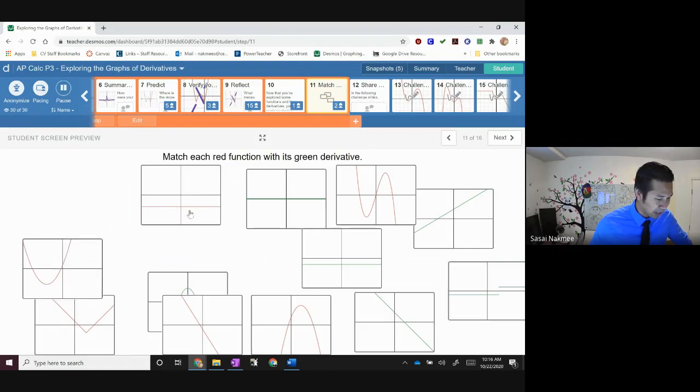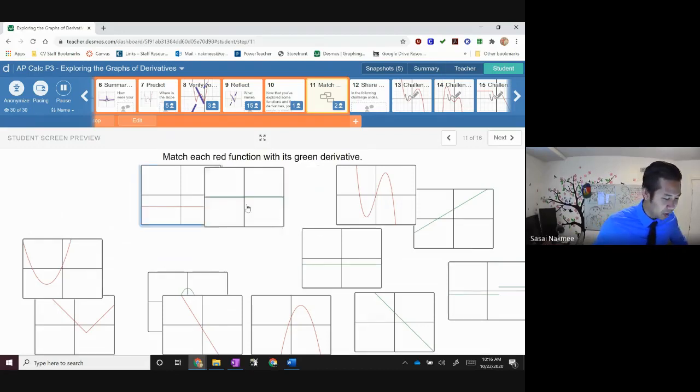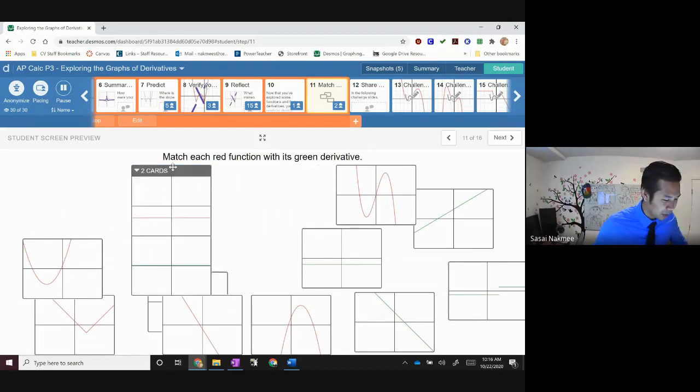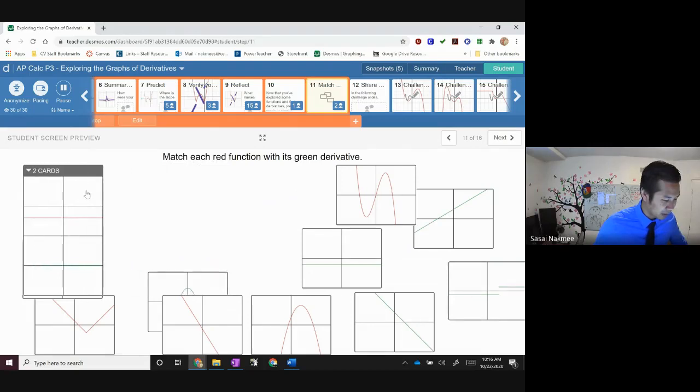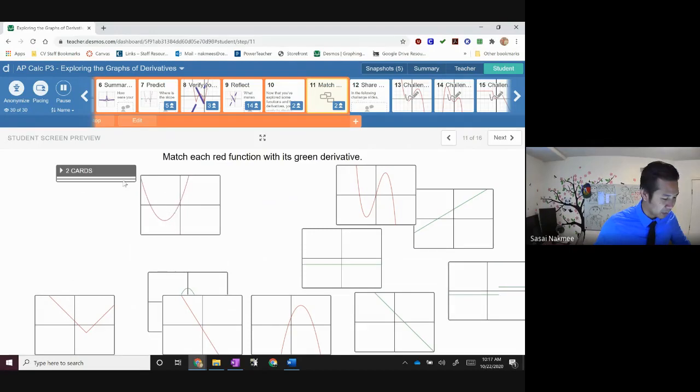Let me give you this function right here, this linear function. The slope of this tangent line is 0, and I see the green line that has that value. You see that green line is at 0. If I believe this one matches with it, all you have to do is drag it on top of it, and then it stacks them together. You see that? That's all I need to do. And once that's done, you just click the little arrow and collapse them, and you can go ahead and move on to the next one.